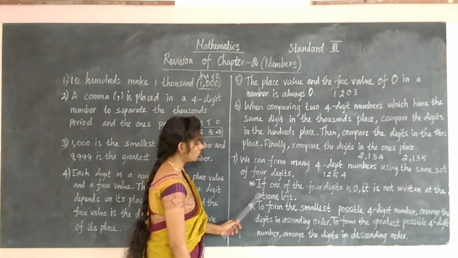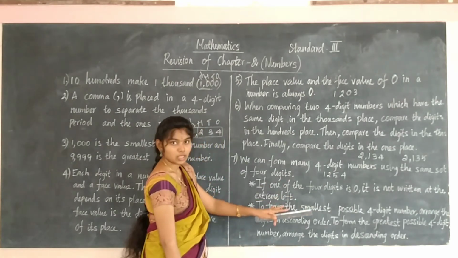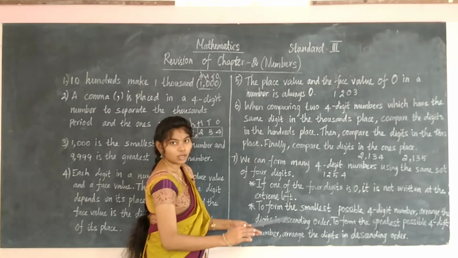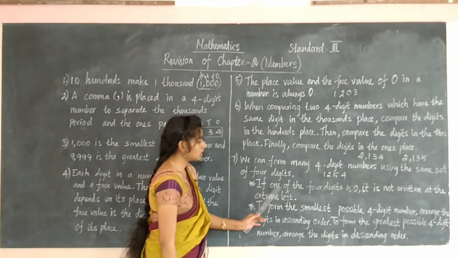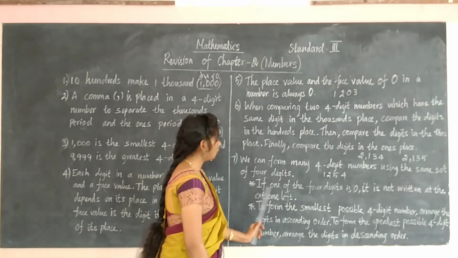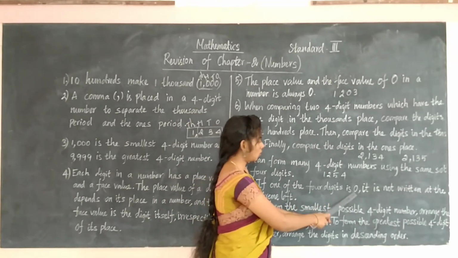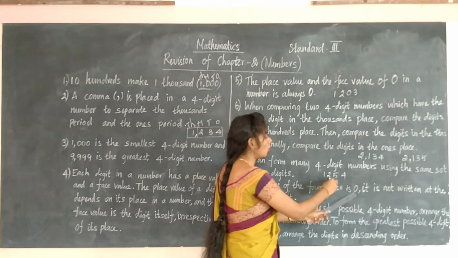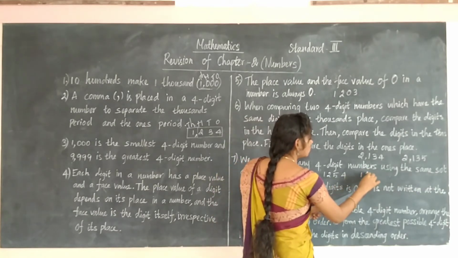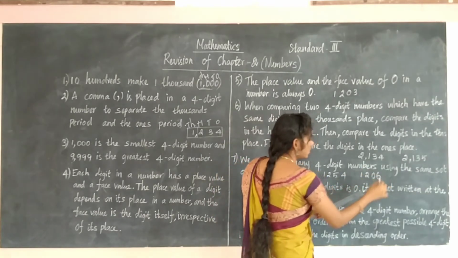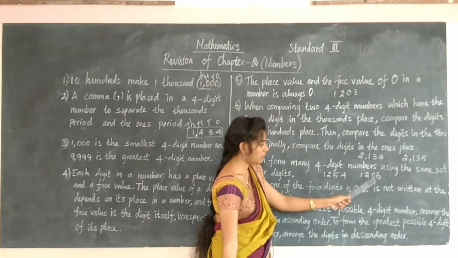Then the first rule is to make different forms. Whether it is the smallest or the greatest, we are rearranging, right? So we have some certain rules. What is it? If one of the 4 digits is 0. Here I did not give any 0. Take this example, 1206. In this 4-digit number we have 0, right?